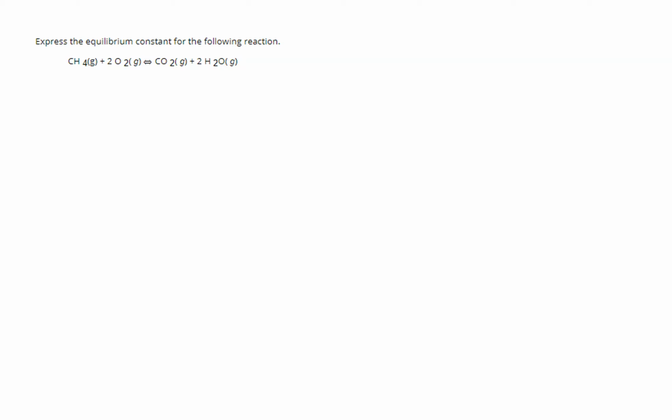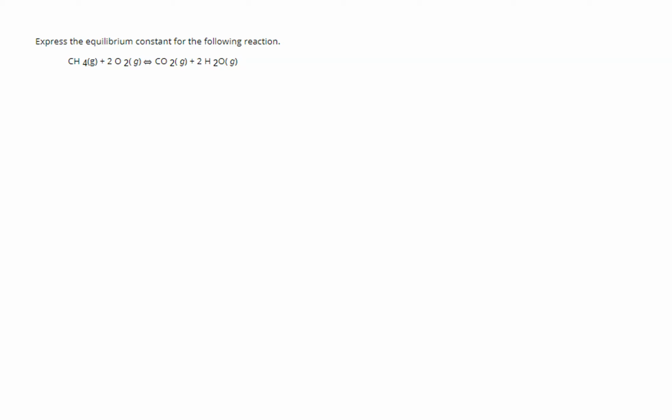Express the equilibrium constant for the following reaction. 1 equivalent of methane plus 2 equivalents of oxygen gas is in equilibrium with carbon dioxide gas and 2 equivalents of water vapor or water gas.